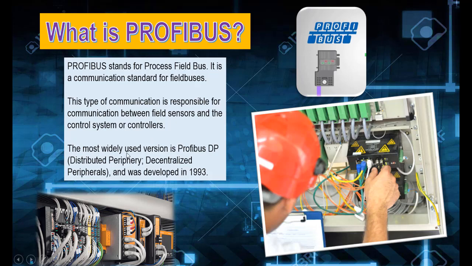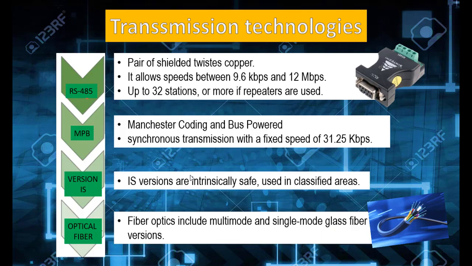The most widely used version is Profibus DP/PA, distributed periphery and process automation, and it was deployed in 1993. In transmission technologies, there are four: RS485, MBP, version IS, and optical fiber.